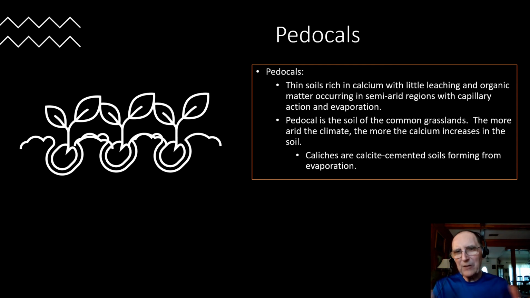The next soil would be the pedocal. If you look at the word, the Ca stands for calcium. So pedocals are thin soils that are rich in calcium with little leaching and organic matter. They tend to occur in semi-arid regions with capillary action and evaporation. The pedocal is a soil that is common to the grasslands. The more arid the climate, the more the calcium increases in the soil.